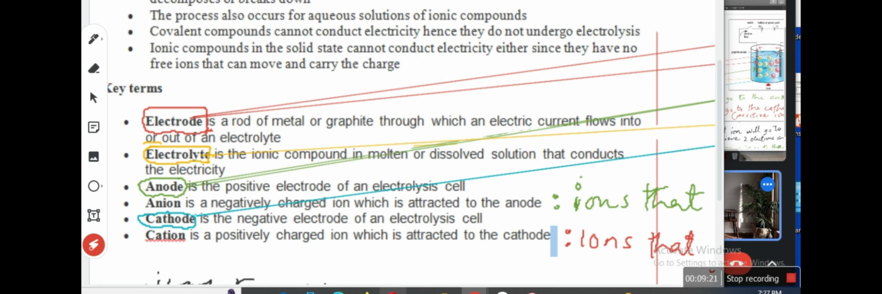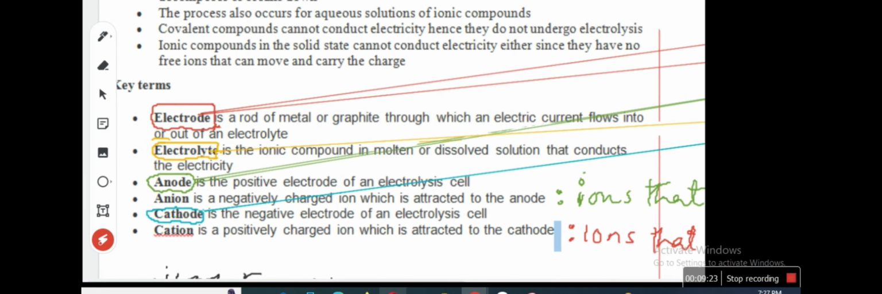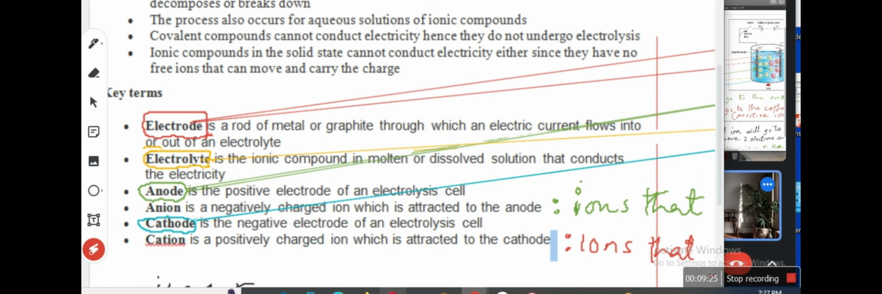Sorry, I need to move this up a bit so I can take it to the other side. Just a moment.